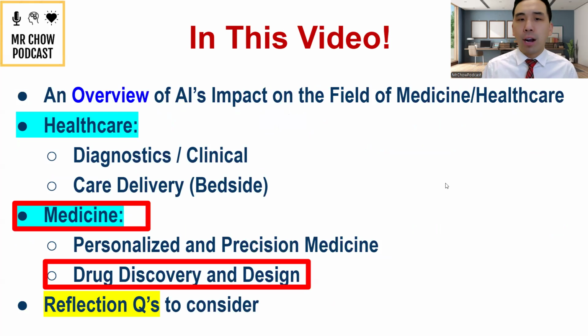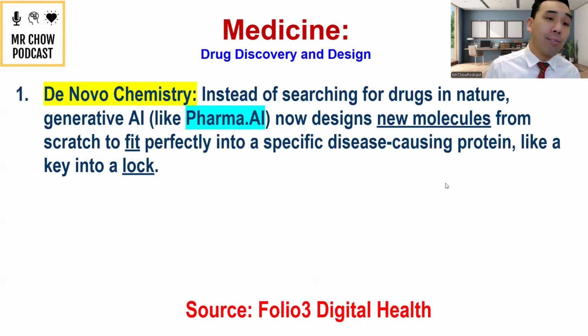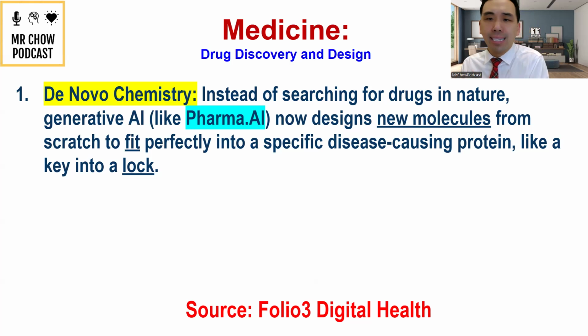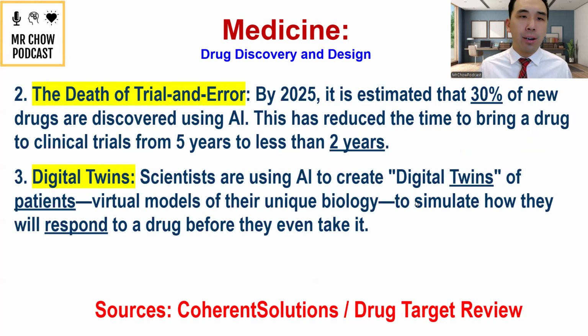When we look at drug discovery and design, we learned about de novo chemistry. Once again, I've talked about Pharma.AI. You can look that up if you're interested in learning more. Instead of searching for drugs in nature, generative AI now designs new molecules from scratch to perfectly fit a specific disease-causing protein, like a key into a lock. The death of trial and error.